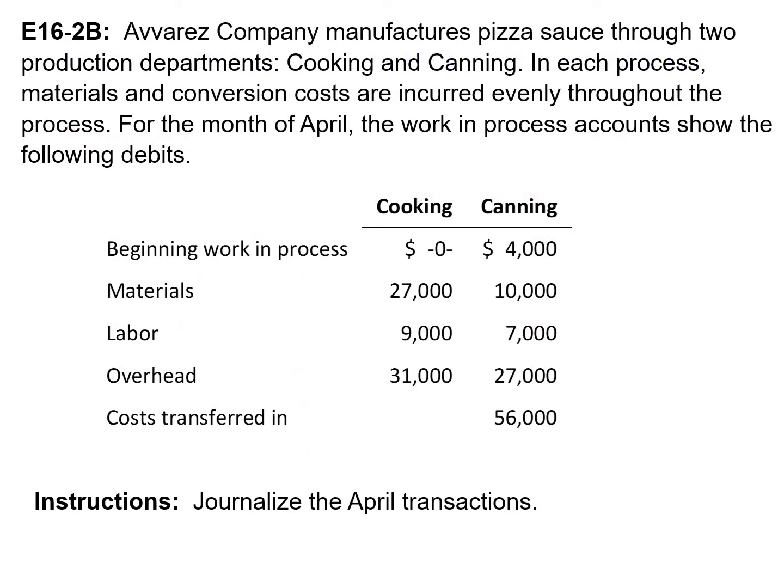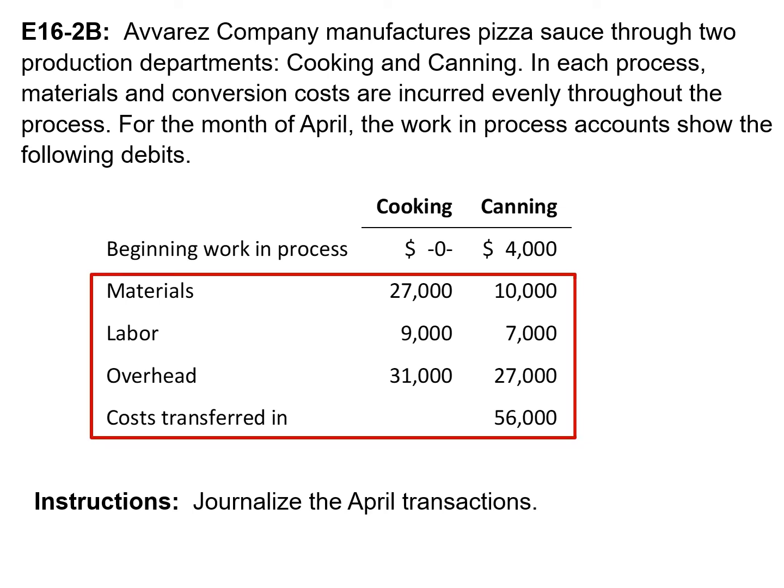Right, in this exercise, you're going to record the April transactions. So I want you to focus on recording the materials, the labor, the overhead, but also the costs that were transferred into the canning department, which means they were transferred out of the cooking department.